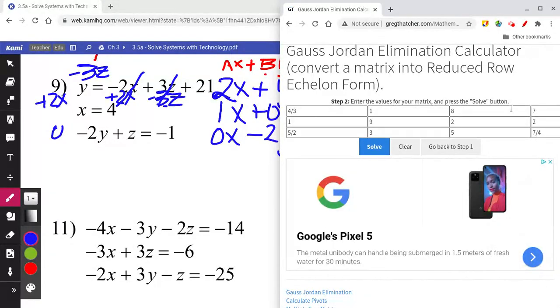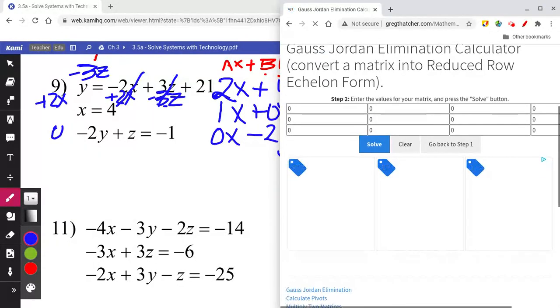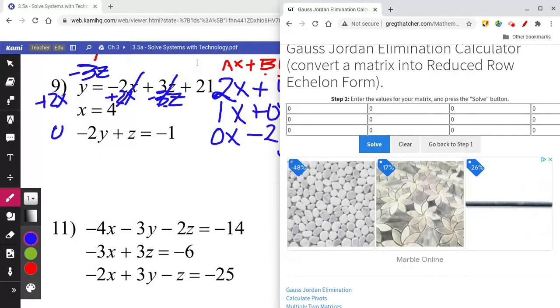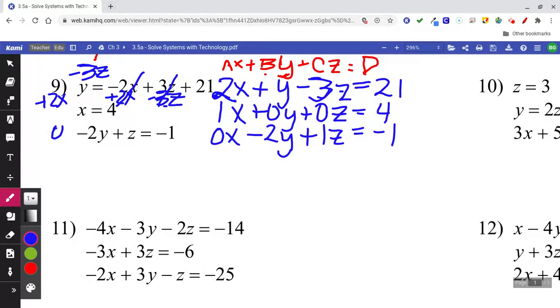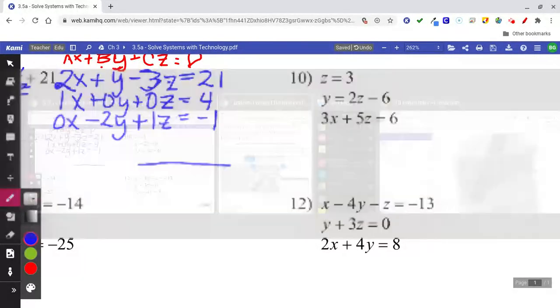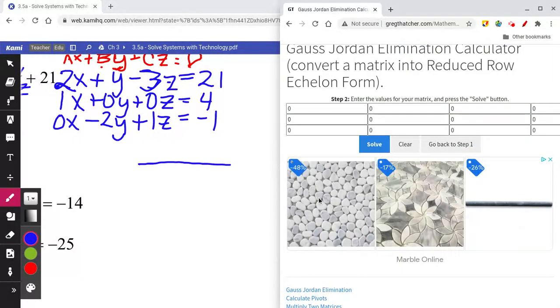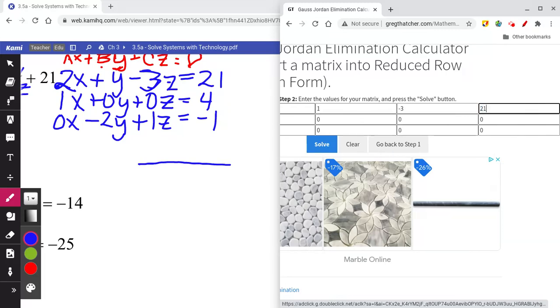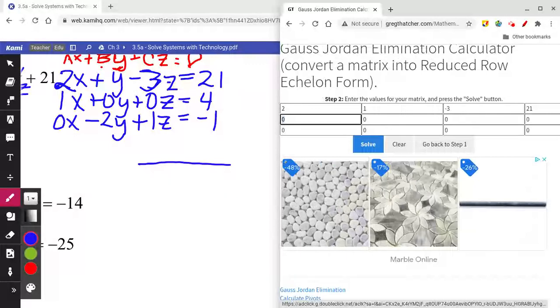And I don't know why it defaults to these numbers, but we don't want them. So hit clear. And we're going to enter in all those numbers that we had. Okay. So 2, and I like to hit tab, and it goes over. Y there is 1y, -3z, and 21. Just keep hitting tab, it goes to the next spot.